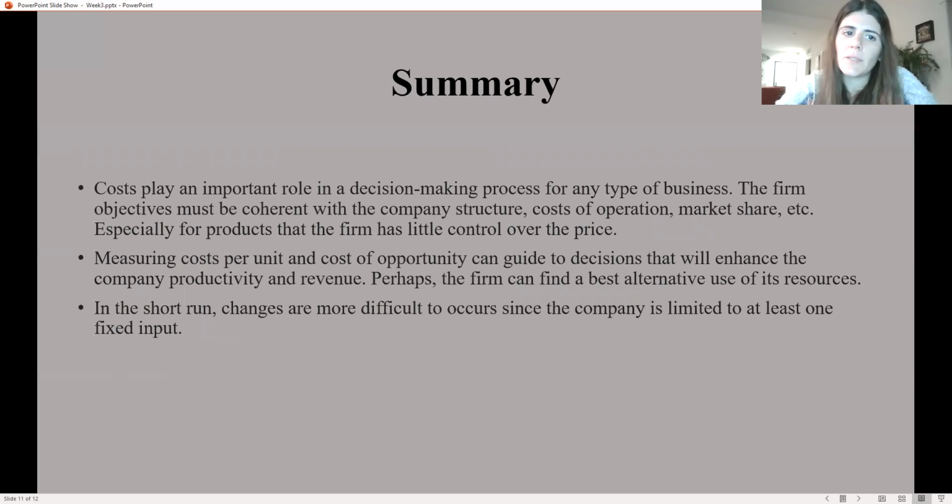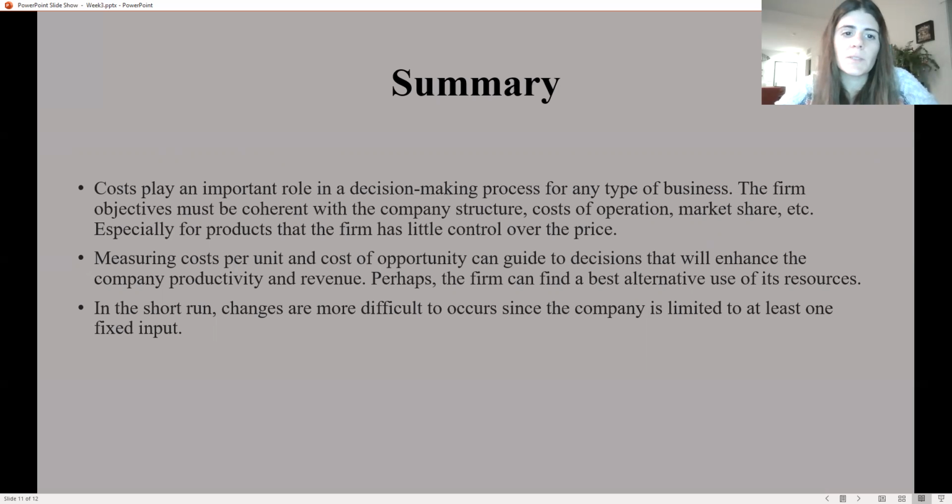So to sum up, costs play an important role in the decision-making process for any type of business. The firm's objectives must be coherent with the company's structure, cost of operation, market share, etc., especially for products where the firm has little control over price. Measuring cost per unit and opportunity cost can guide decisions that will enhance the company's productivity and revenue. Perhaps the firm can find a better alternative use of its resources.